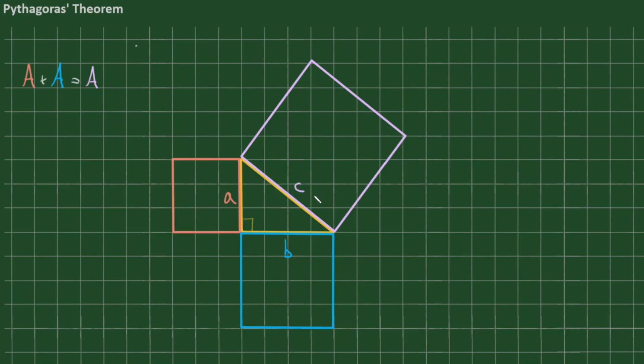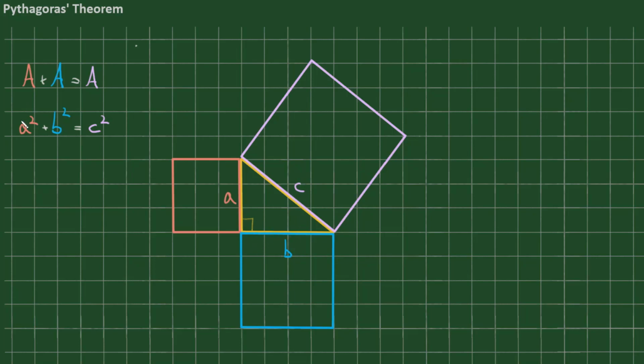What about the purple square? Again, same story. The side length of the purple square equals C, which means the area is C times C, or C squared. That means that I could write A squared, so the area of the red square, plus B squared, the area of the blue square, equals C squared, the area of the purple square. So this means that if I know A and B, I can calculate C.